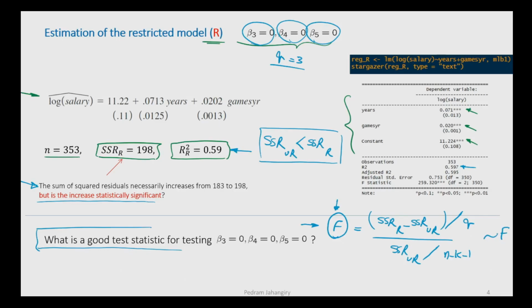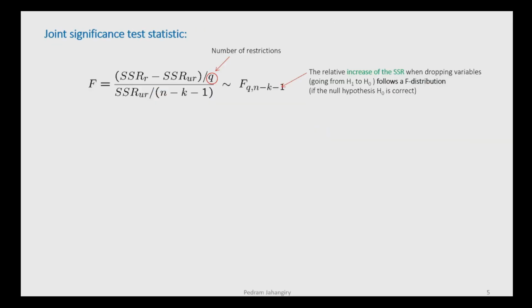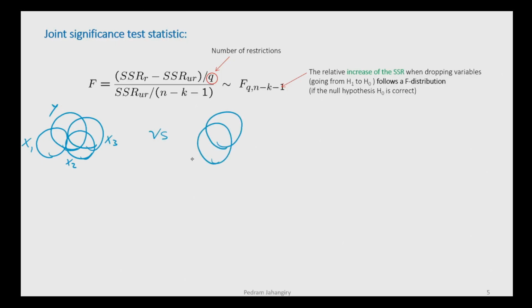Okay. So let's put all these things together. So here is the F statistic for the joint significance test, right? Let me walk you through the Venn diagram one more time quickly. So imagine this is the Y. I'm going to stick with maybe fewer variables, maybe 3 of them. Okay, so this is x1, x2, x3. And I want to compare this with the restricted version. I'm going to drop x1, x2, and x3, right?